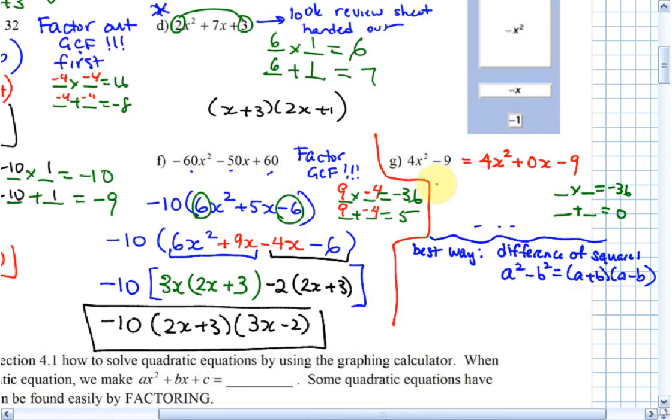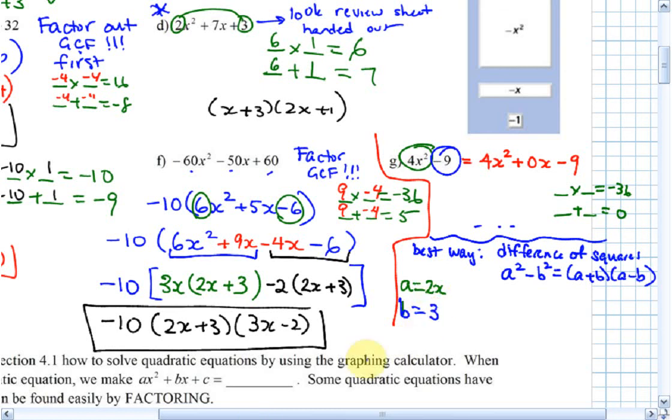Can someone tell me, if this whole thing here, 4x squared, is a squared, what's the value of a going to be? 2x. Good. Not the 4, but 2, right? 2 squared gives you 4. x times x gives you x squared. Now, if the other term is supposed to be b squared, what's actually b? 3. Yeah, the square root of 9 is 3.